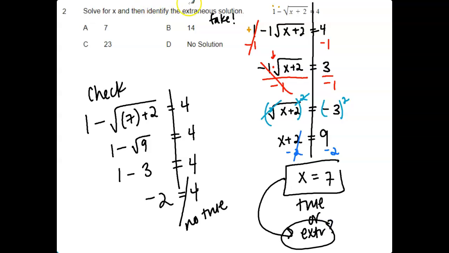So solve for x and then identify the extraneous solution. That would mean that 7 is the extraneous solution. Some of you picked no solution, which means that you are trying to identify the true solution. But that's not what the problem asked you to do. The problem asked you to identify the extraneous solution, the fake one. So that's why 7 was still the answer, because you identified the extraneous solution, not that there was no solution based off of the true one.